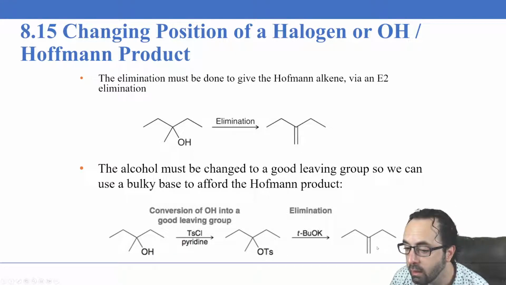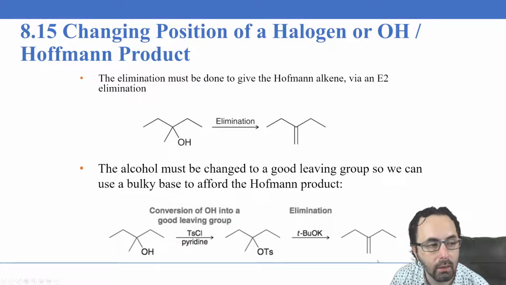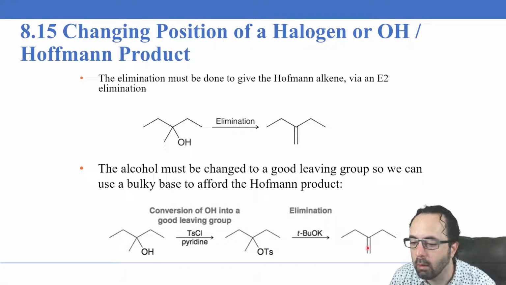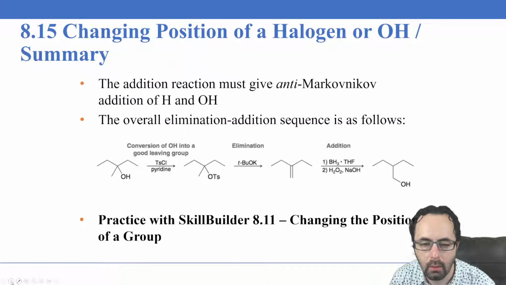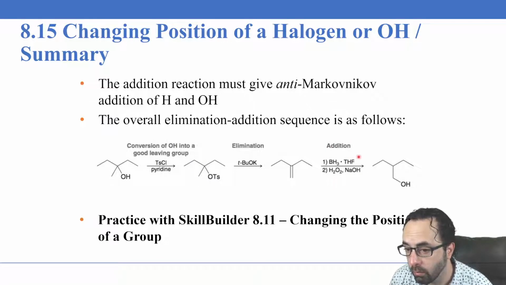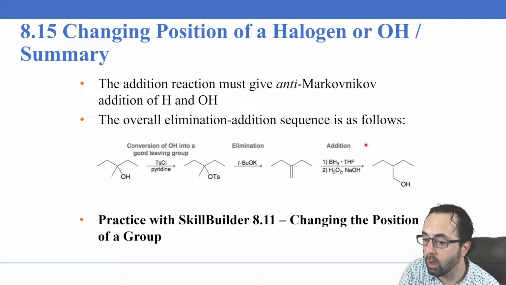The next one we need to do is the anti-Markovnikov addition of OH, so we can put it down here on the edge. So let's see. So yeah, we want to do the anti-Markovnikov. We want the OH right here. So to do that, we're going to use the hydroboration oxidation.